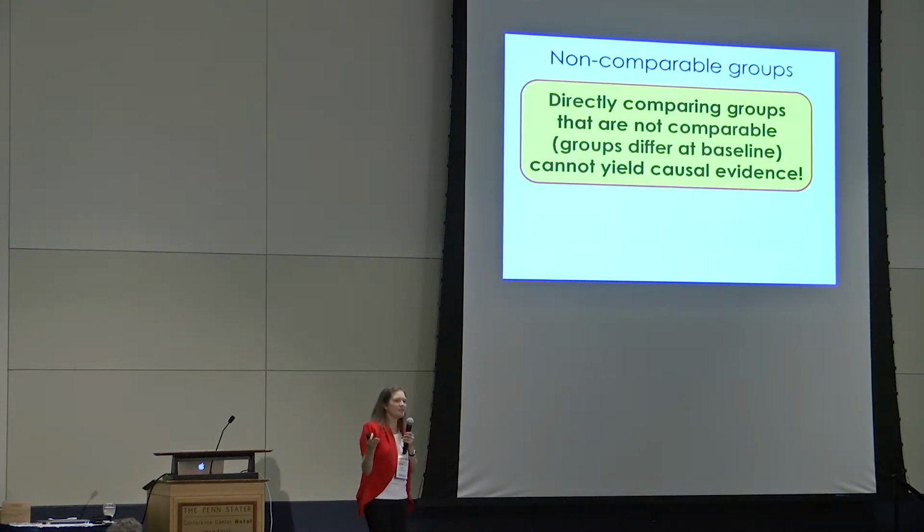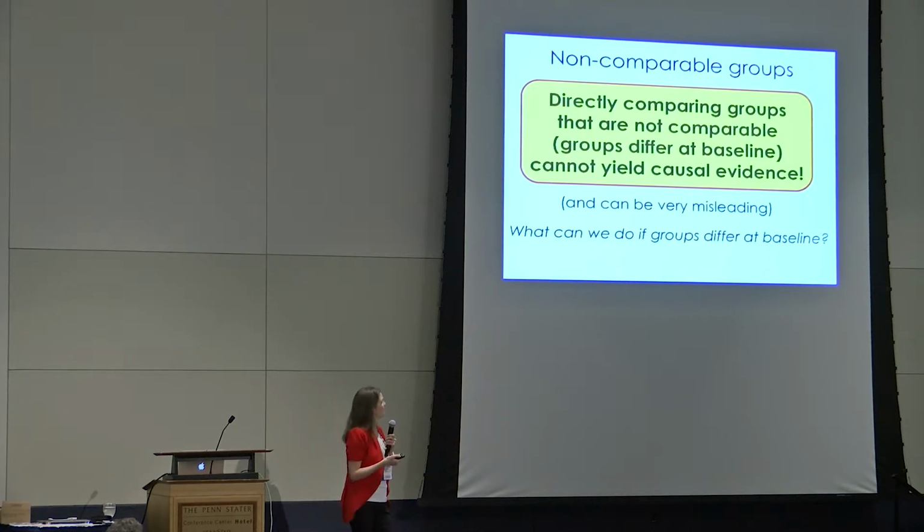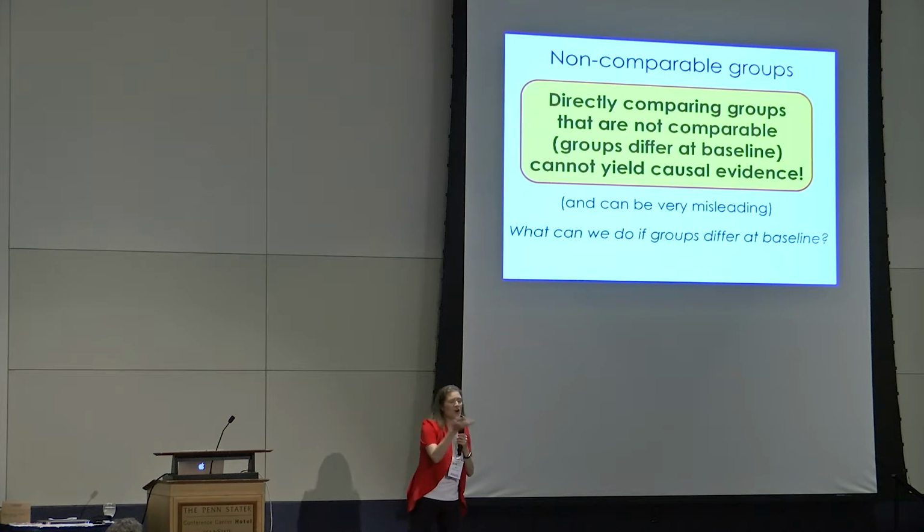All right, so just making this point, I'm sure all of you make this, but if you try to directly compare groups that are not comparable to begin with, they differ at baseline, you really can't get causal evidence, and the results can be quite misleading. So what do we do if groups differ at baseline? Well, this is the topic that a lot of causal inference tries to address, and most of it is much, much, much, much higher up in the funnel and nothing that drops down to intro stat.